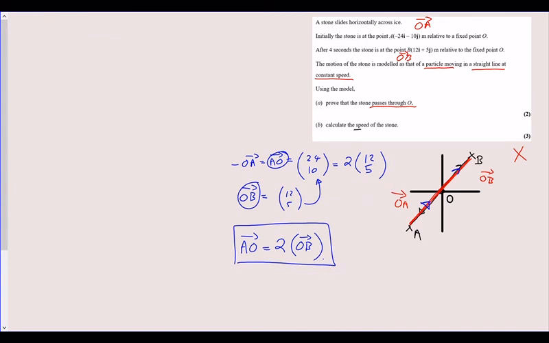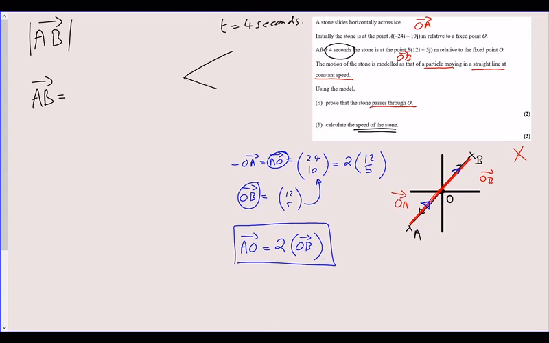So I'm being asked to find the speed of the stone. So I need to know the distance and the time. Well, we've got the time here. So t is equal to 4 seconds. Now I need to work out the distance. So it's going to be the magnitude of AB. So that's what I want to try and find. But let's find AB first. Okay, so let me just make a little vector sketch just to show it a little bit more clearly what's actually happening here to find AB.